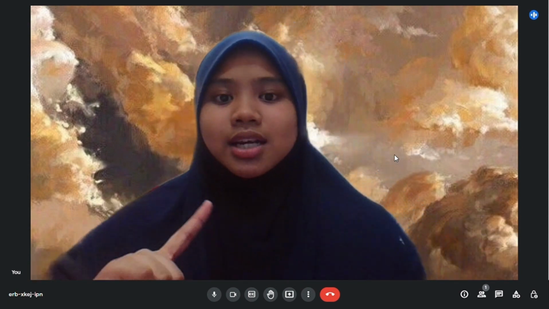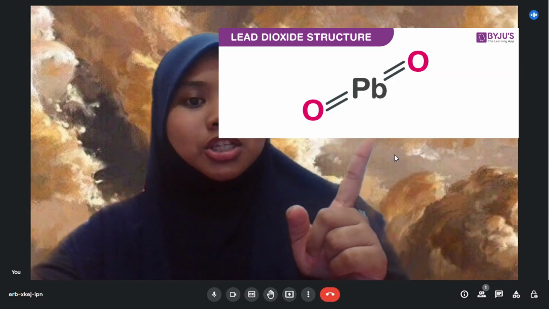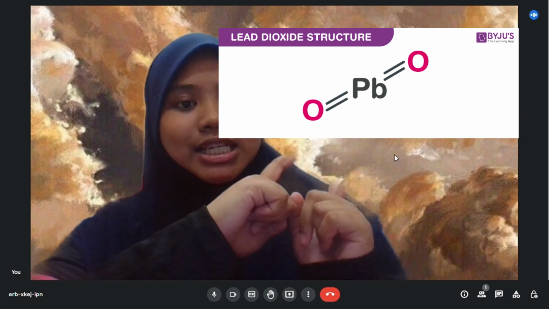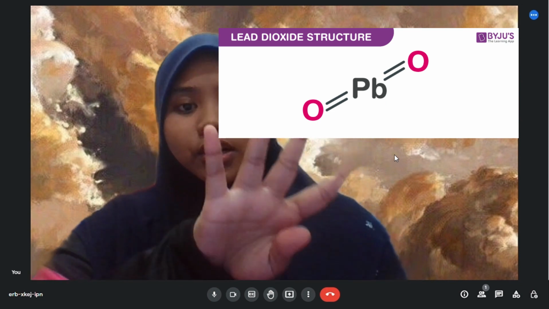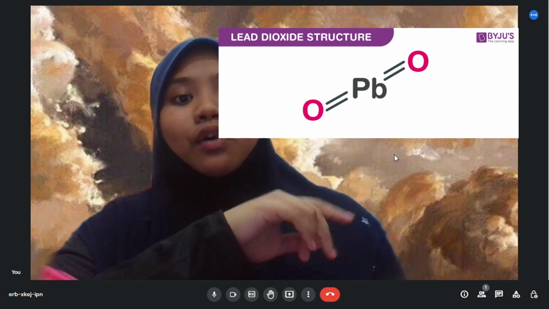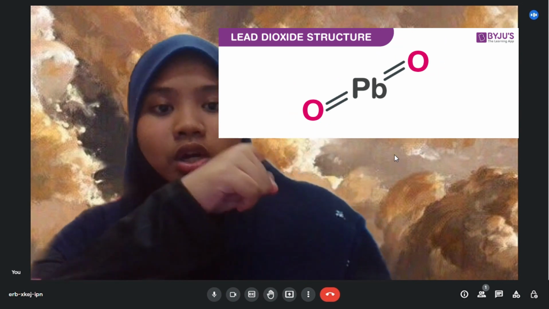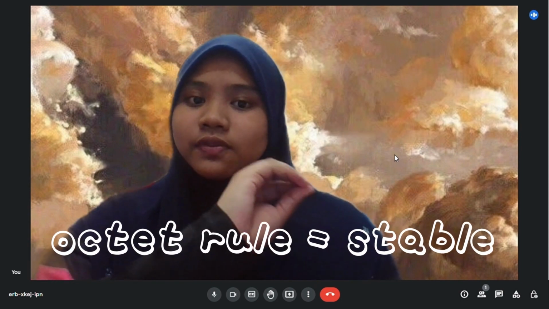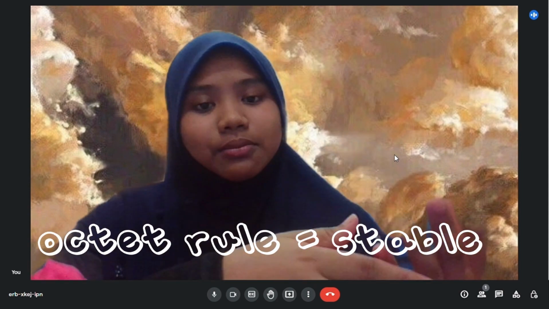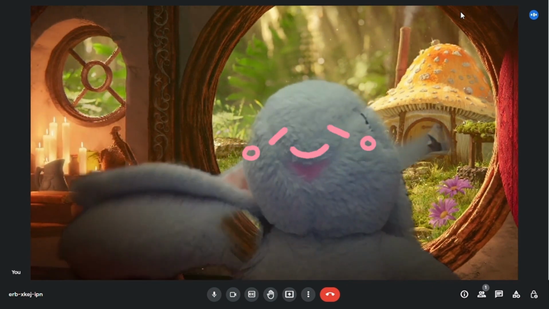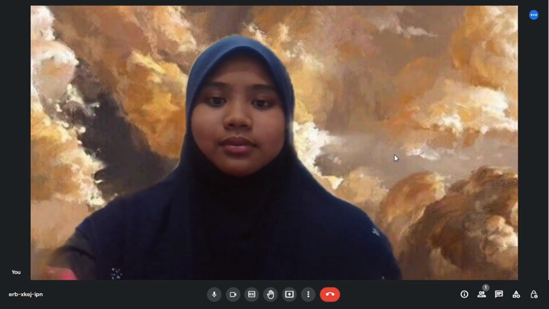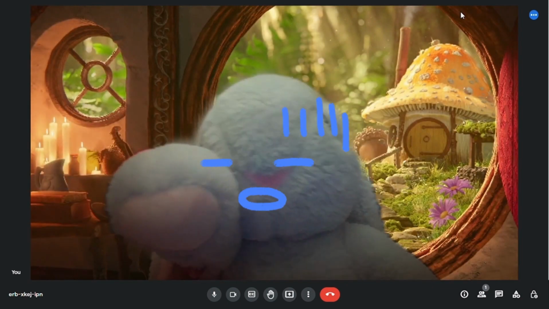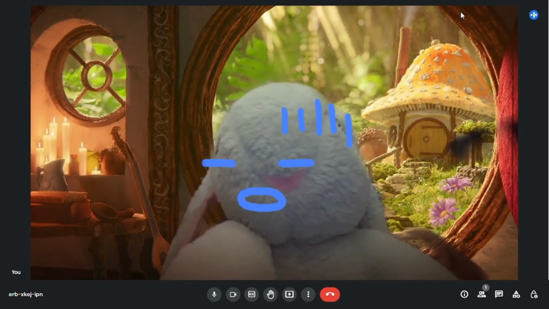So let's take a look at this picture which shows the lead dioxide structure. Pb shares 4 electrons, with each bond to the 2 oxygens being a double bond, so that both elements can achieve the octet rule and become more stable. That makes so much sense. Now, why does lead have covalent bonds? Now I am curious. There must be a reason why lead is important.